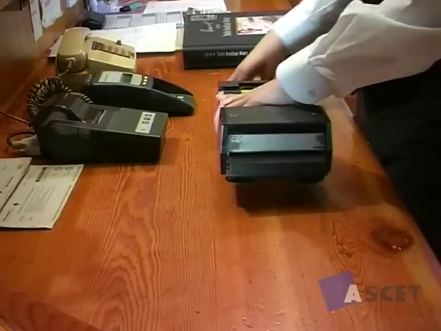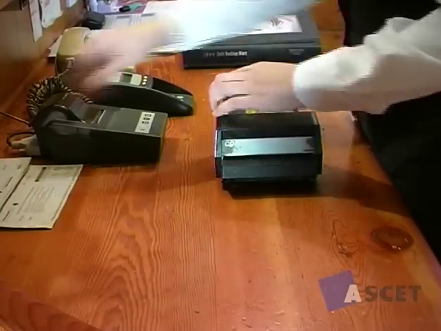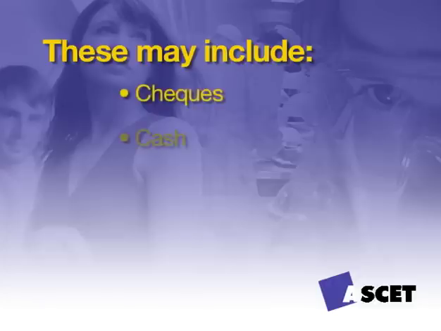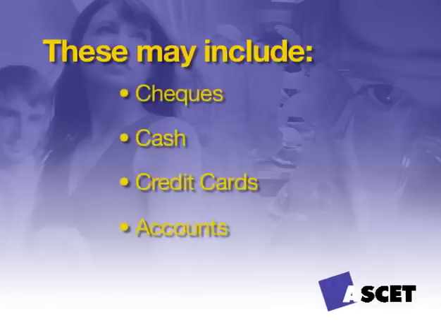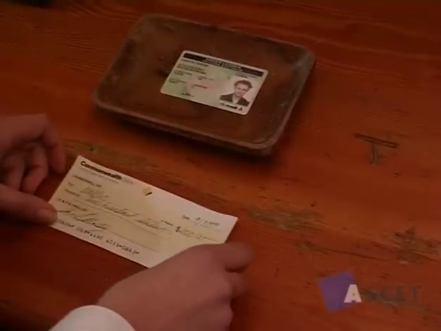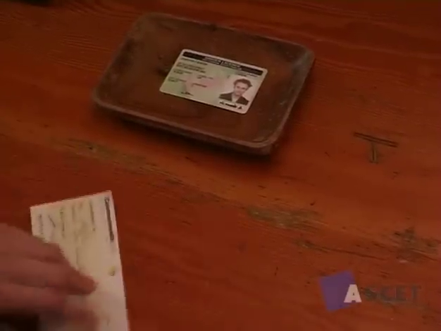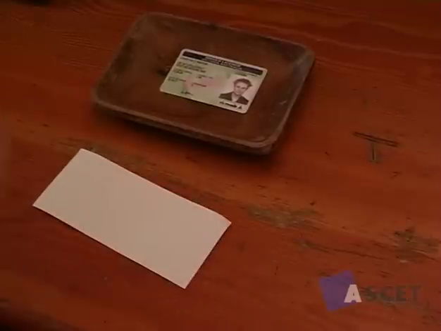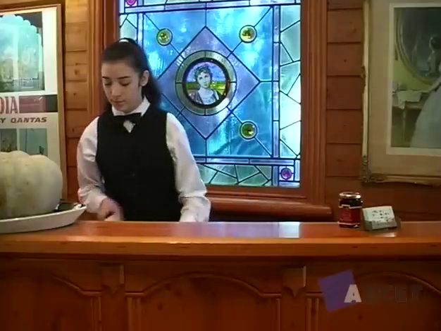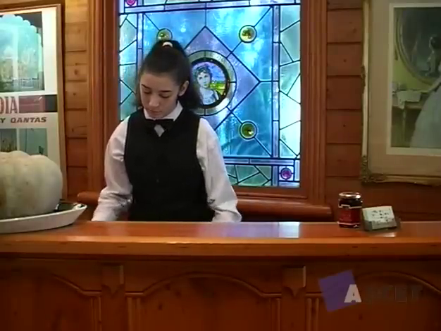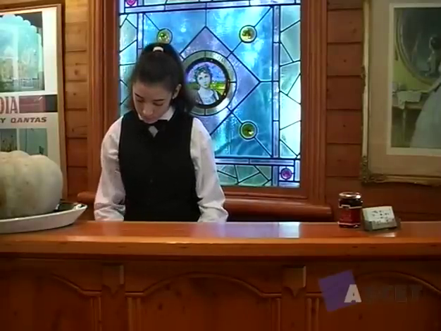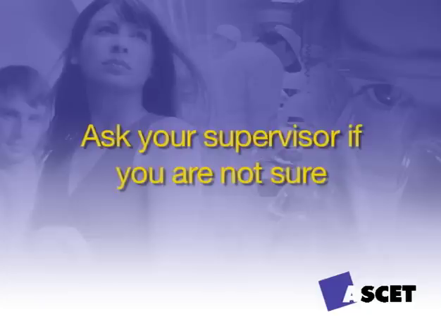Your venue will have different alternatives for payment. These may include cheques, cash, credit cards, accounts, and vouchers. To accept payment by cheque, verify that the cheque is written out correctly and check the name and signature of the person signing against a piece of identification. Receive and check cash float accurately using the correct documentation. Ask your supervisor if you're not sure how to do this.